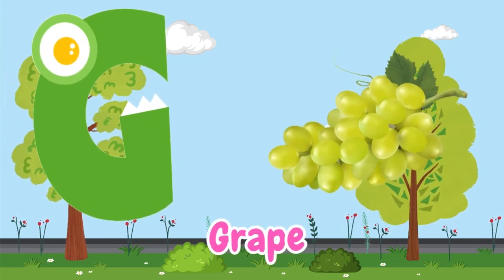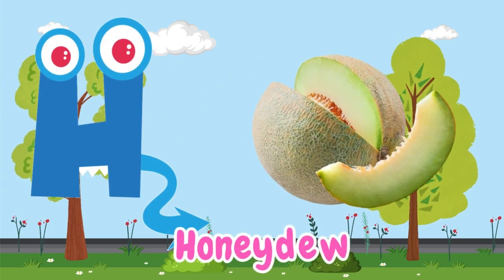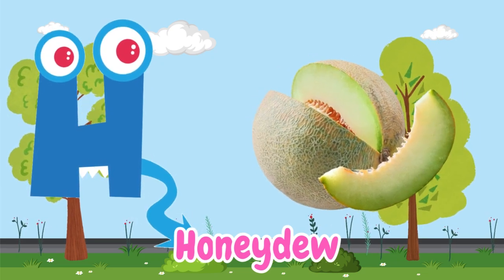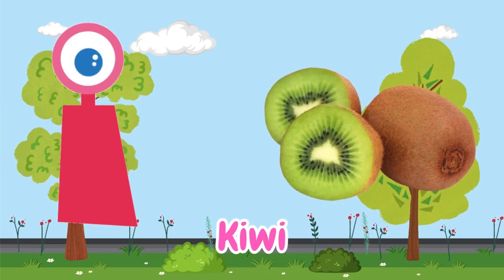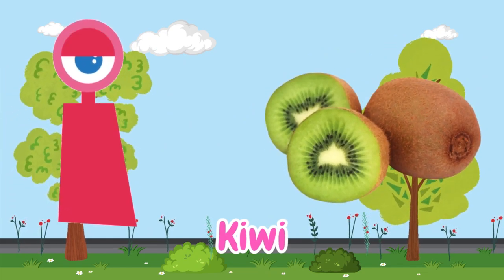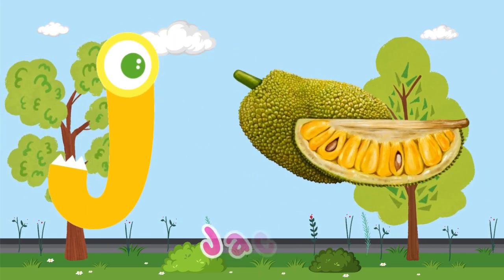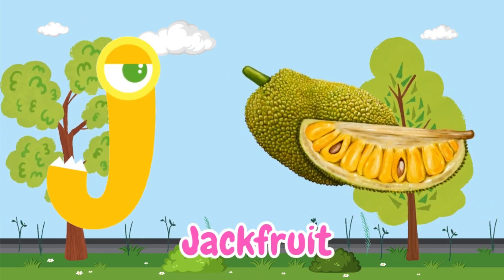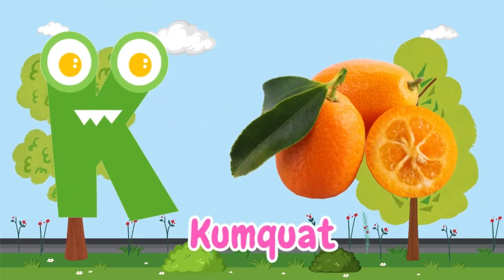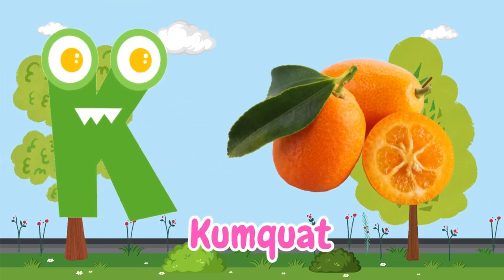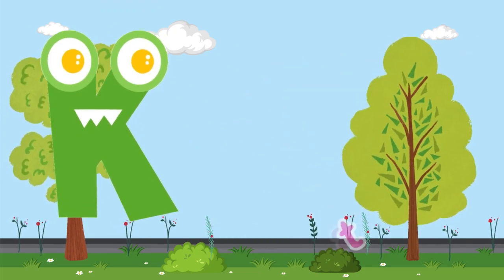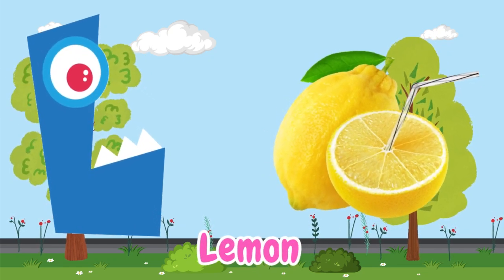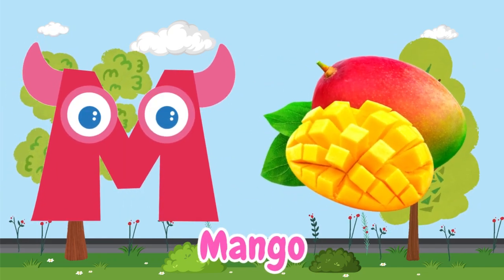G is for grape. H is for honeydew. I is for kiwi. J is for jackfruit. K is for kumquat. L is for lemon. M is for mango.